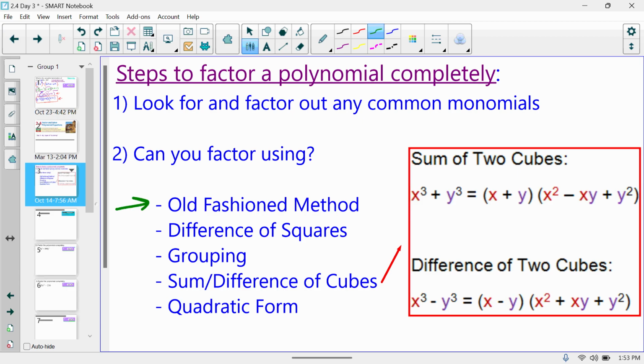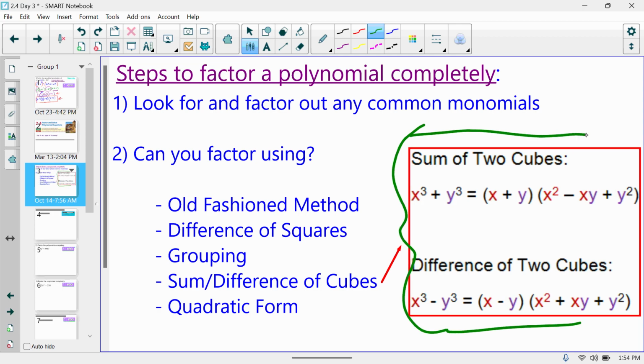When we say the old-fashioned method, I just mean what we learned back in chapter 1. Like, what can I FOIL out that would give me the quadratic back again, okay? Difference of squares, we reviewed what that was in the warm-up. Like when we had x squared minus 25, how we wrote it as x minus 5 times x plus 5. We have grouping. We have what we did 2 days ago, sum or difference of 2 cubes. This is already on your formula sheet, so you shouldn't have to rewrite it again. It's just reminding you what we mean when we say sum or difference of 2 cubes.